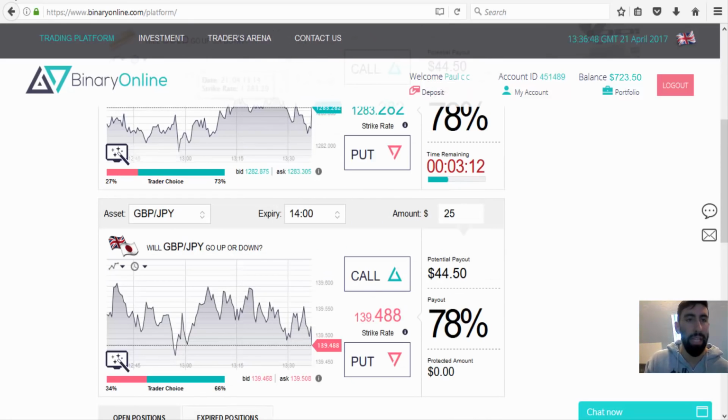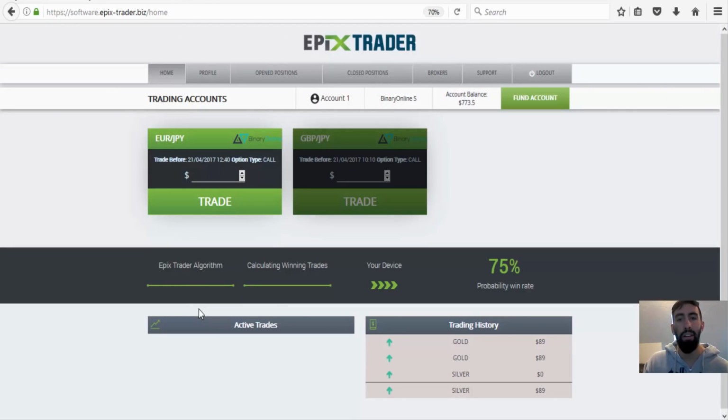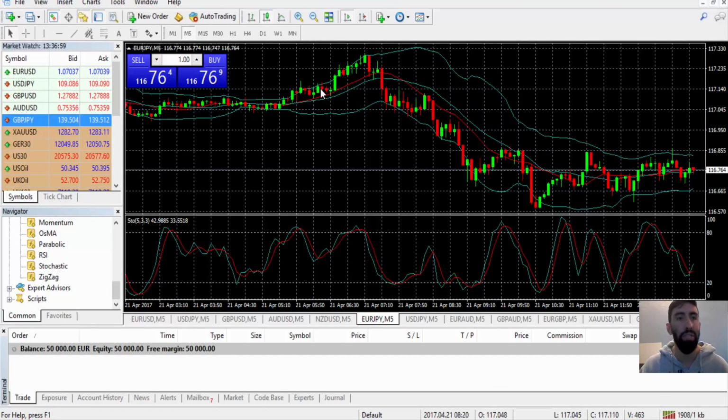Okay, now let's take a look at the next signal. All right, so we have the Euro JPY, again for another call trade with a 75% probability winning rate. So again, follow the same steps. We go back to our MetaTrader 4 chart. Make sure we're looking at the Euro JPY chart.